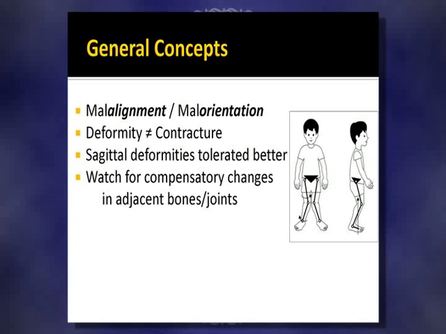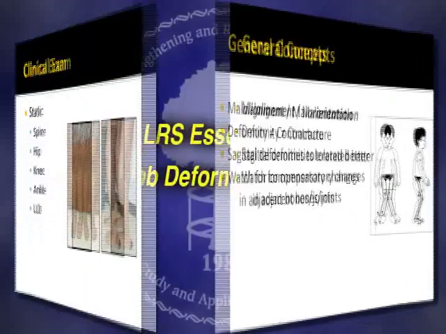And also, I think part of the reason we don't give that much importance to the sagittal deformity is because it's better tolerated. All our joints in the lower extremity have more motion in the sagittal plane than they do in the coronal plane. And again, as John mentioned, you've got to watch for compensatory changes in adjacent bones and joints. And it's actually more common in growing children.